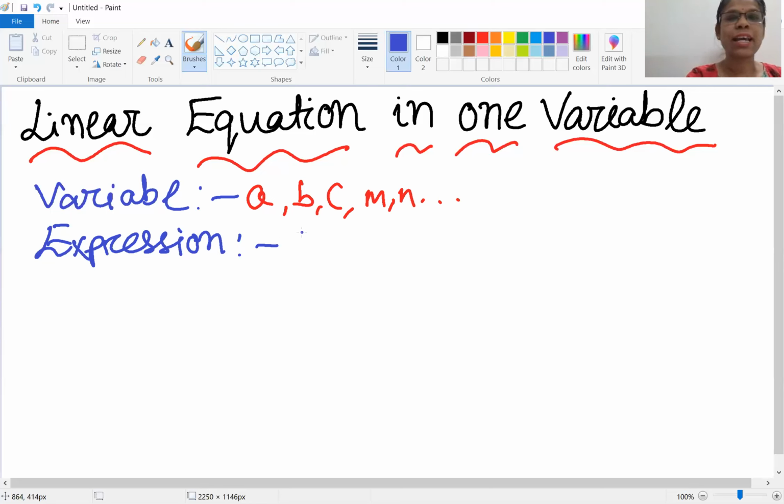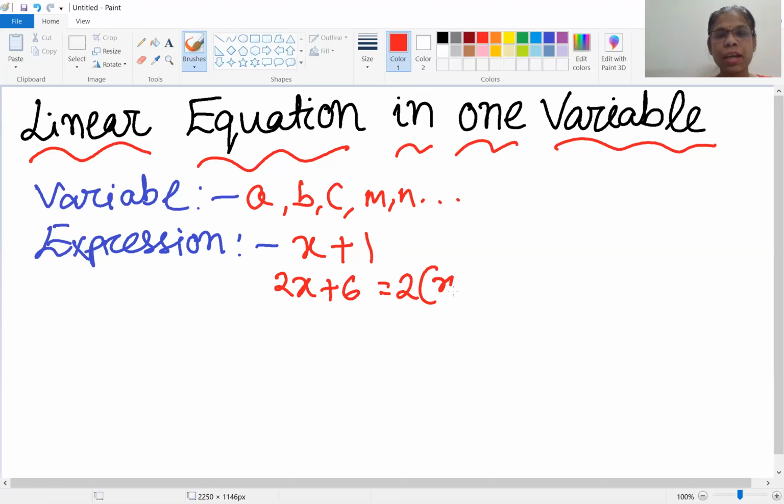So let's write an example here for your understanding. x plus 1. This is an expression. Here I have a variable x and one fixed value 1. So I am writing here 2x plus 6. Is it an expression? Yes, this is also an expression. Can I write this as, taking 2 as common, 2 times x plus 3? So an expression can be simplified.